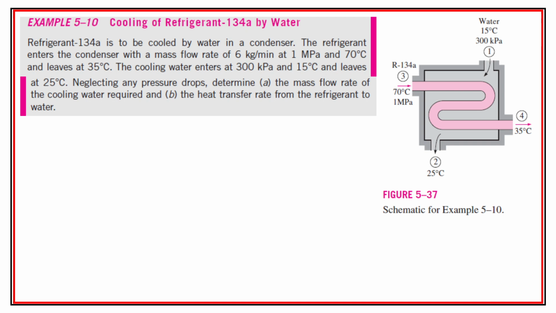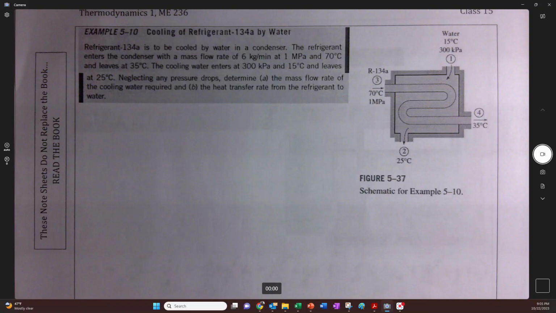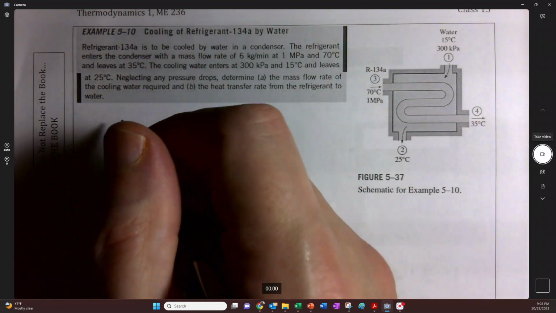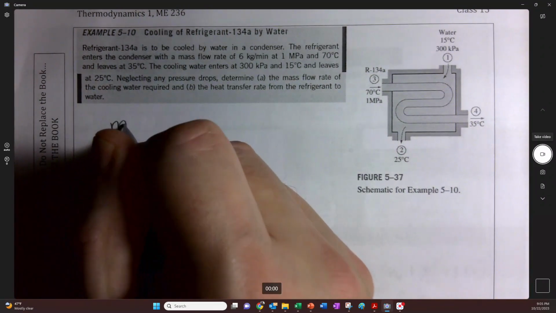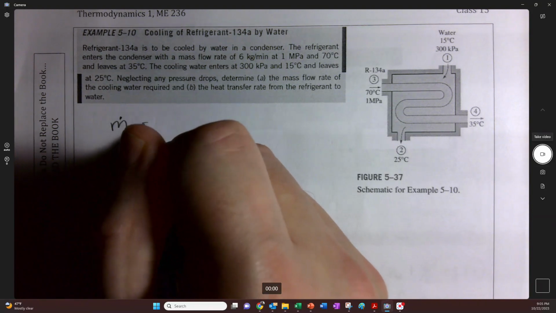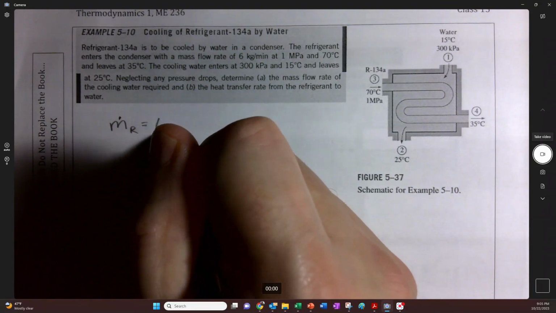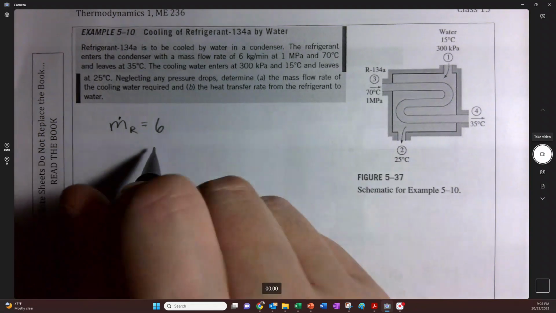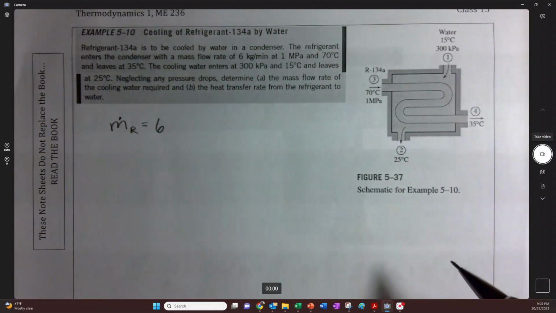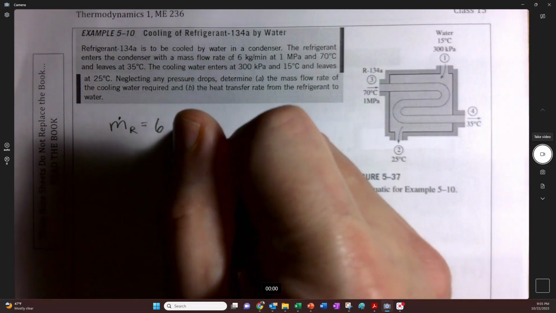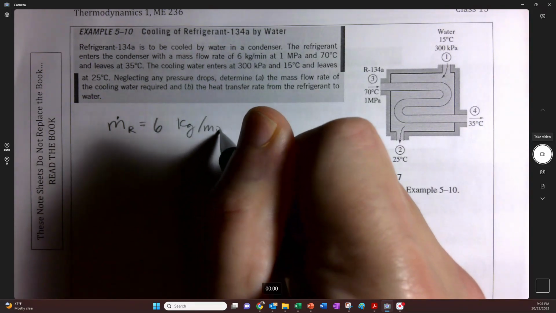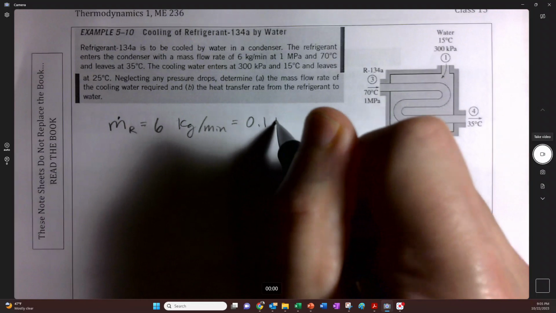Determine the mass flow rate of the cooling water required and the heat transfer rate from the refrigerant to the water. Basic heat exchanger problem. I already gave you a heat exchanger problem for the homework that's due right now, so it seems a little mean to be doing that, but more is better. Good practice. So I'm going to call this m_R. We have 6 kilograms per minute. Quick math, that's 0.1 kilograms per second.